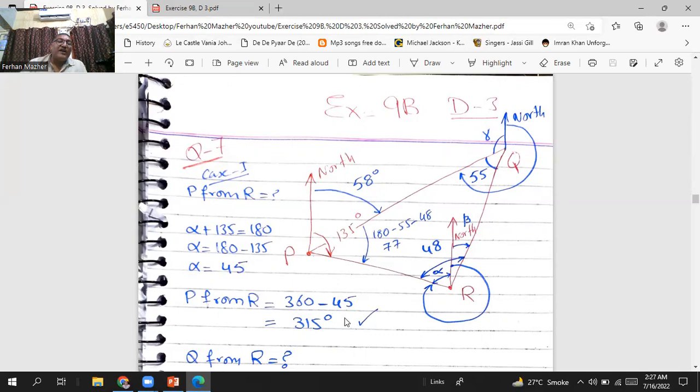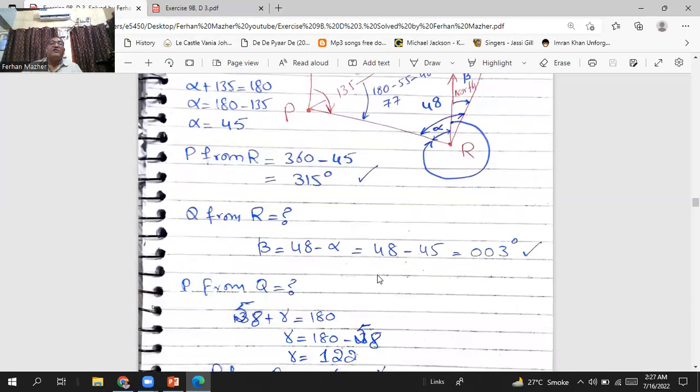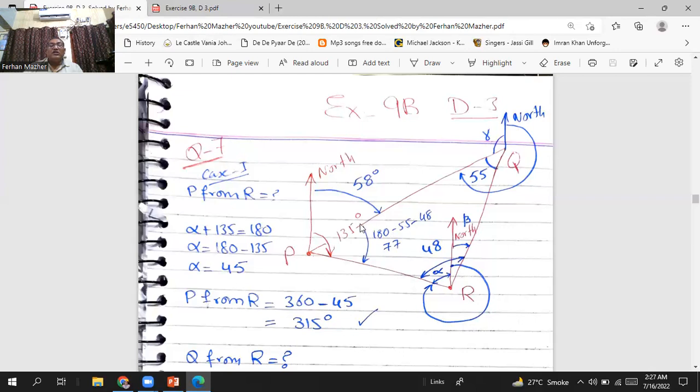Then they ask us to find the bearing of the Q from the R. Basically, I want to find out this angle beta. That is the bearing of the Q from the R. It means that on the R you draw a north, and from that north you go clockwise to the RQ line. So this is that small angle. I'm calling it beta. So that beta is basically 48, which is the internal angle, minus this alpha. So 48 minus 45, that angle will be 3. So the bearing of the Q from the R is 3 degrees.